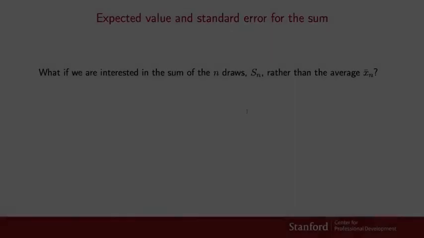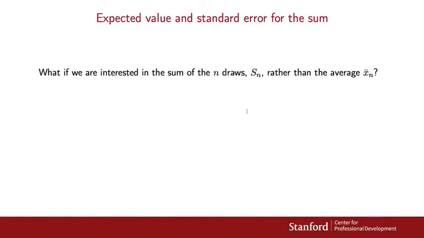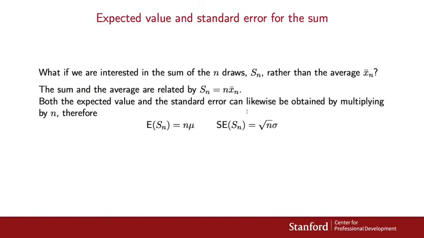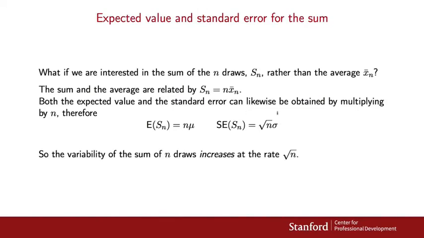Sometimes we are interested in the sum of the n draws rather than the average. Now we get the average by taking the sum and dividing by n, and so we get the sum back by taking n times the average. So it turns out that the formulas for the expected value and the standard error of the sum can simply be obtained by multiplying the formulas for the sample mean by n. The important thing to keep in mind here is that the standard error for the sum actually increases at a rate of square root n. So while the standard error of the average goes down, the standard error of the sum goes up.